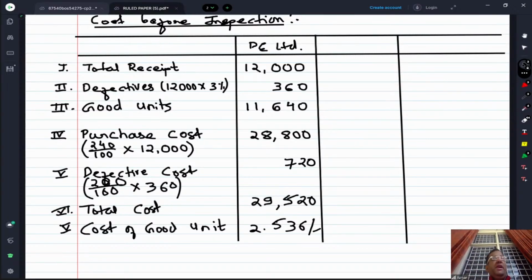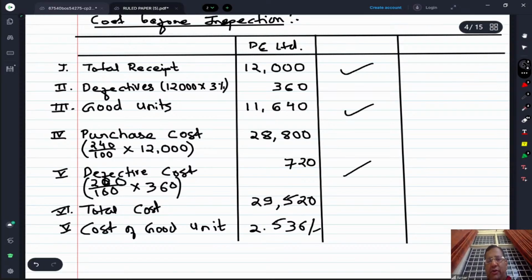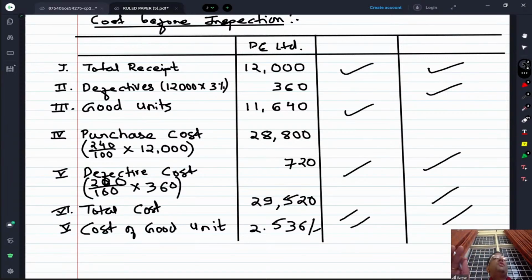Then this statement is ready. Now another statement will be prepared. What will be the cost after inspection? So I'm giving 5 minutes of time, beta. Please complete the other two suppliers' details. If we purchase from another supplier, what will be the cost per good unit? Mind my words, not cost per unit. Cost per good unit. Okay, I'm giving you time of 4 to 5 minutes. Please complete the remaining two columns of the two suppliers. If that component is purchased from supplier number 2 or supplier number 3, what will be the cost of good unit?